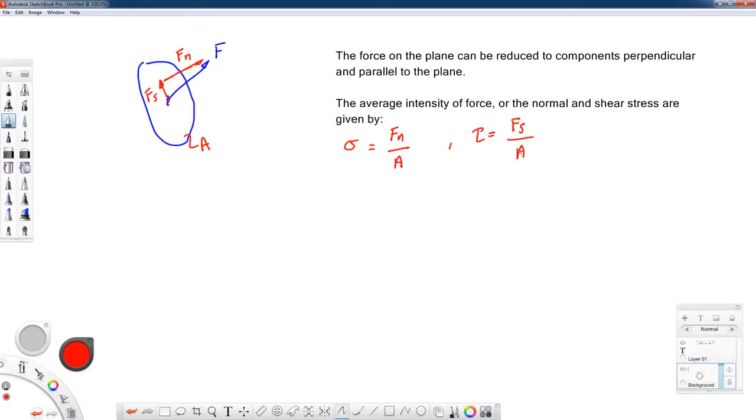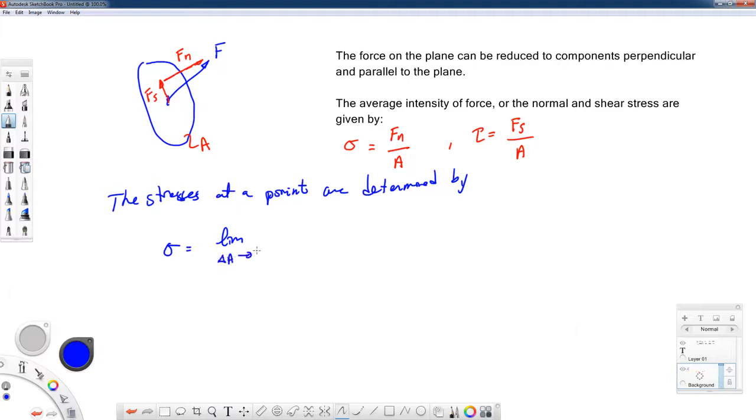The distribution may not actually be uniformly distributed over the area A, in which case we can take a look at the stresses at a point, where sigma would be the limit as a small amount of area goes to 0 of a little bit of force over that little bit of area, and the shearing stress would be the limit as that small amount of area goes to 0 of a little bit of shearing force divided by the little bit of area.